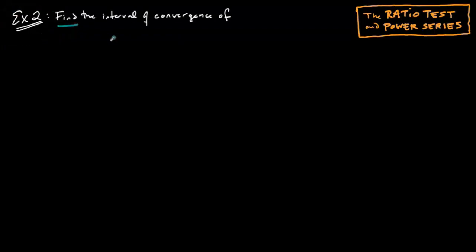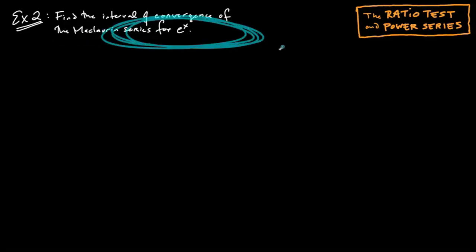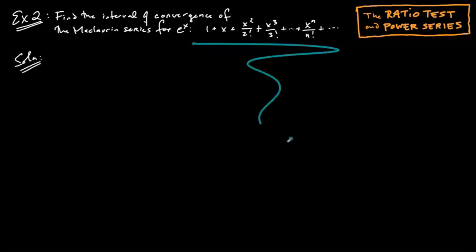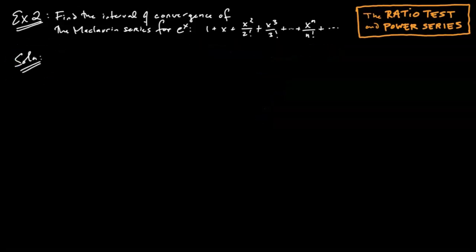Let us find the interval of convergence of the Maclaurin series for the exponential function e to the x. That's the Taylor series centered at 0, and of course everybody knows what that series looks like. So how will we do this? Well, a Taylor series is just a power series, and we approach all power series the same way. We use the ratio test, so we're going to need to look at our multiplier.